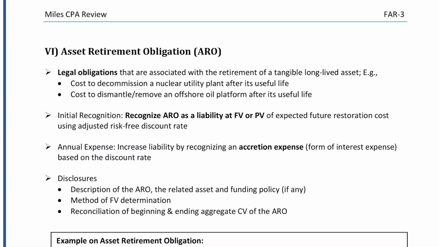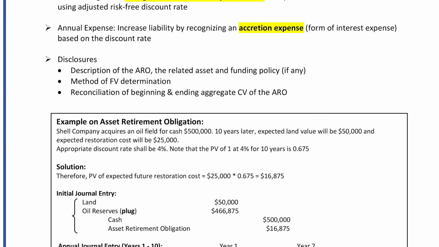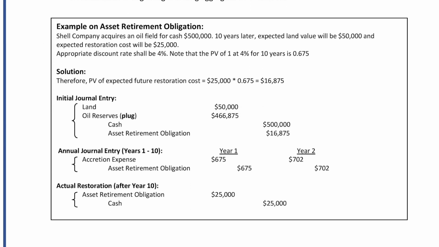On page 25, we're looking at asset retirement obligation. So these are legal obligations associated with retirement of long-lived asset, and highlight recognize liability at fair value or present value. And annually you increase the liability by recognizing and highlight accretion expense. Looking at the example on this page, Shell company acquires an oil field for cash $500,000. 10 years later, expected land value will be $50,000 and underline expected restoration cost will be $25,000. Then you have an appropriate discount rate of 5%.